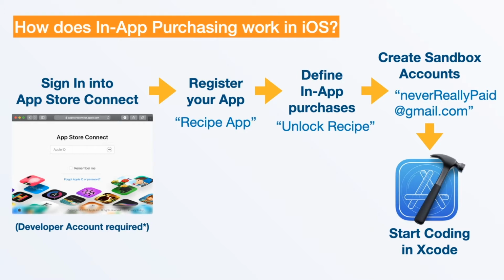Now, once we register our app, we can start defining in-app purchases. So we could have something like unlock recipe or remove all ads. And once we define these, we also have to create the so-called sandbox account. The reason we need them is that you obviously do not want to use your real Apple account to test these purchases. So whenever you're using the sandbox account, you're not really purchasing against the real environment, but against the sandbox environment. And after you're done with all of these steps, you can finally start coding in Xcode.